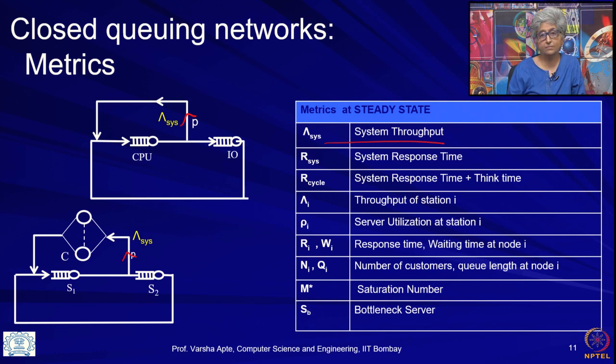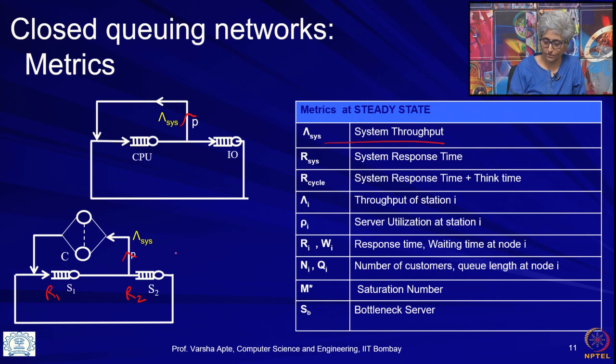System response time, in case of the explicit client node, it's much easier. It's basically going to be response time at server 1 plus response time at server 2. In case of the fixed IO threads, it's also going to be similar. It's response time here plus response time at IO, but it's a little trickier notion.